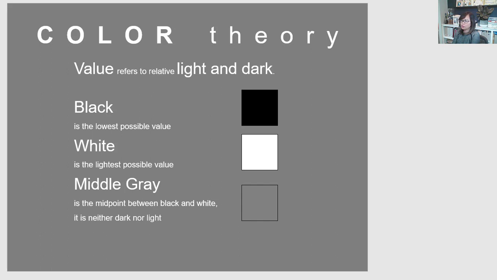So value refers to relative light and dark. Black is the lowest possible value, white is the lightest possible value. Middle gray is the midpoint between black and white. It is neither dark nor light. So if you take 50% black, 50% white, you get that perfect middle gray.